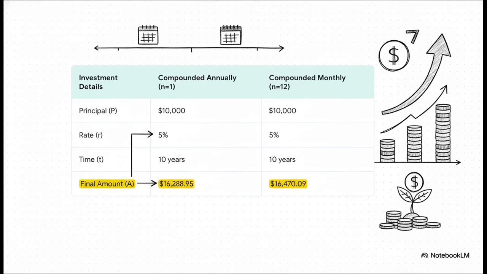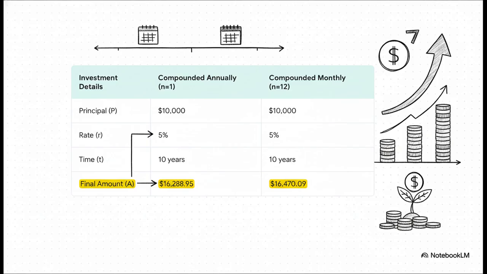Now look closely at this chart. The only, and I mean only, thing that's different between these two columns is N. In one case, we calculate interest once a year. In the other, 12 times a year. Just by doing that, we end up with an extra $181.